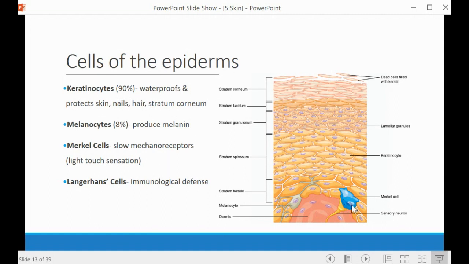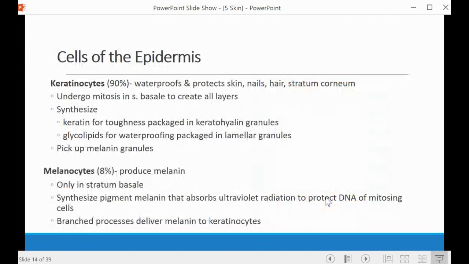Merkel cells are called slow mechanoreceptors, so they're good for light touch sensation. And then the Langerhans cells are there to help with immunological defense with our immune system. Okay, so these keratinocytes are undergoing mitosis within the stratum basale, and that helps to create all of the different layers of cells.